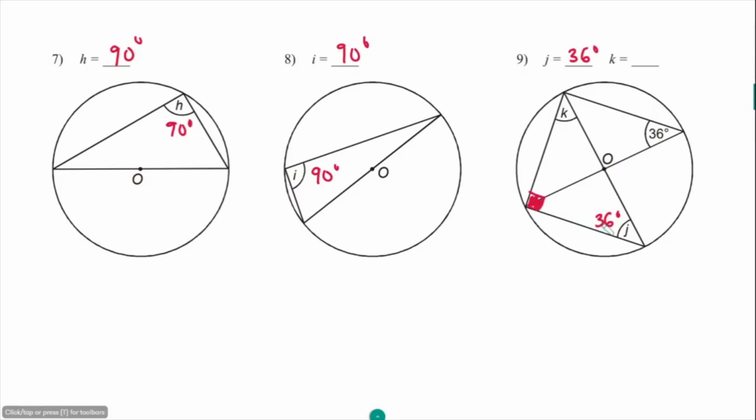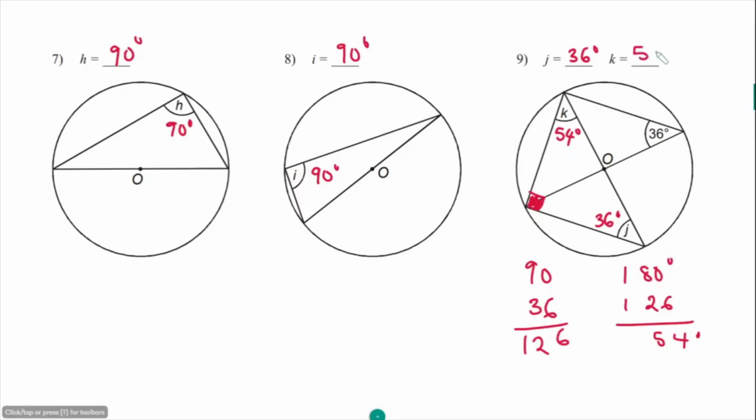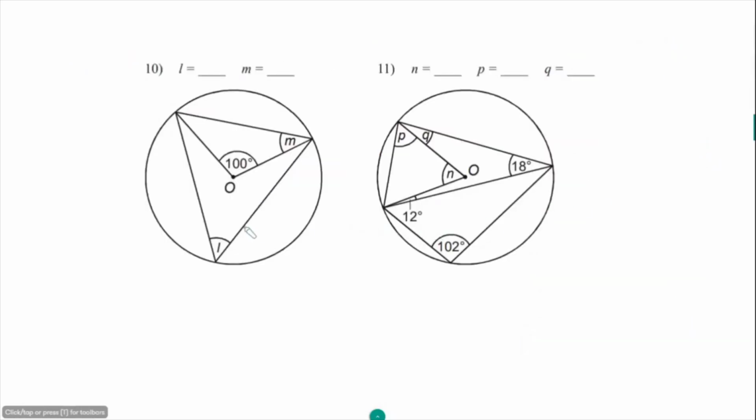So if I add up this 90 and 36 and subtract from 180, I'm going to get angle K. So I go straight by adding 90 degrees and 36. That's going to give me 126 degrees. And this, I'm going to subtract from 180 to get K. So 180 degrees, subtract 126. This is going to give me 54 degrees. So angle K is going to be 54 degrees. That was pretty easy, right? All right, so let's move on to the next question. Question number 10.